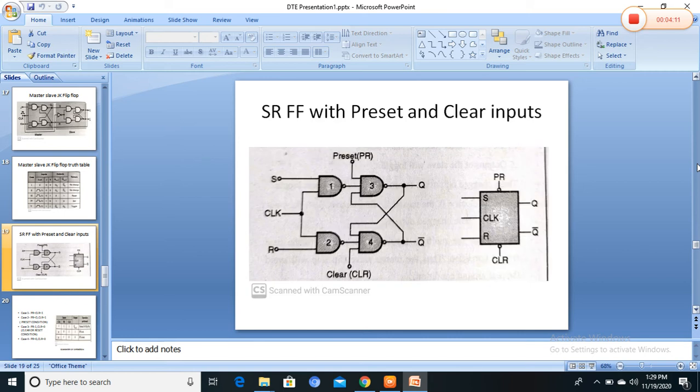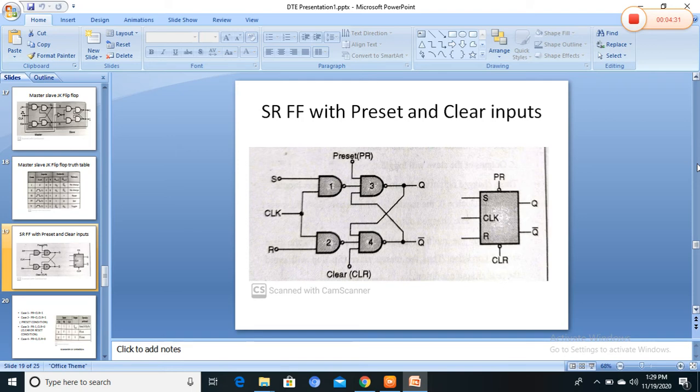Next, the reset flip-flop. The next point is when we connect the SR flip-flop with preset and clear inputs. This is the diagram for the SR flip-flop with preset and clear. In this, there are NAND gate 3 and NAND gate 4.